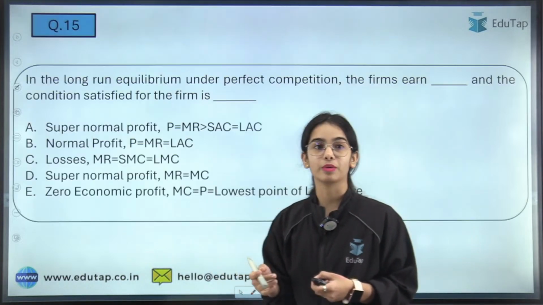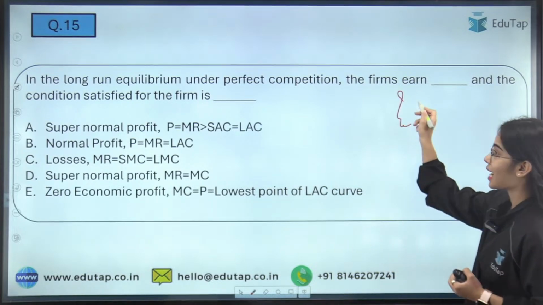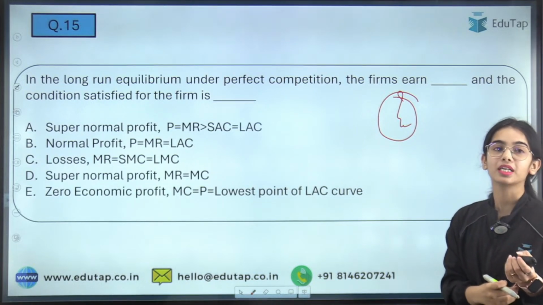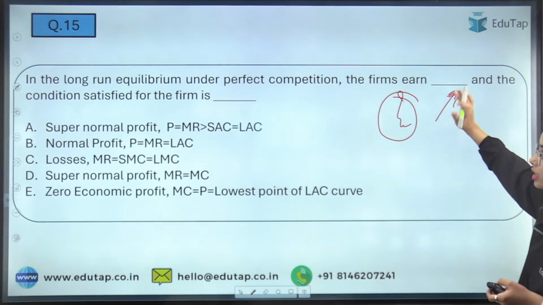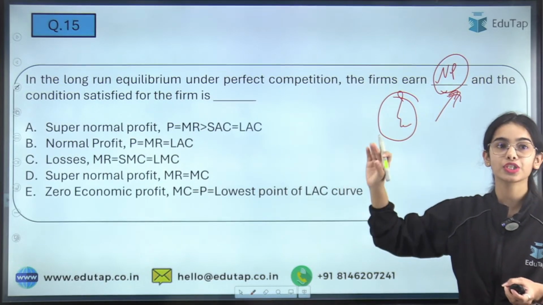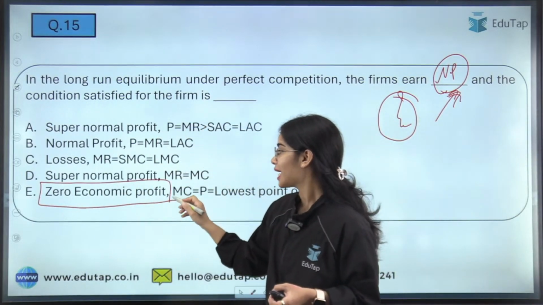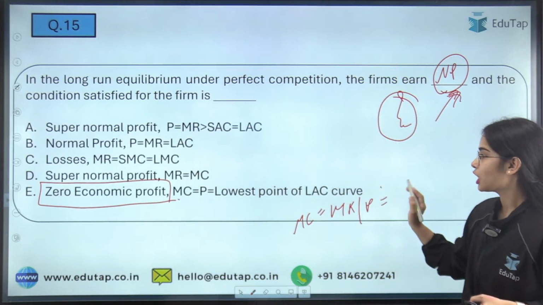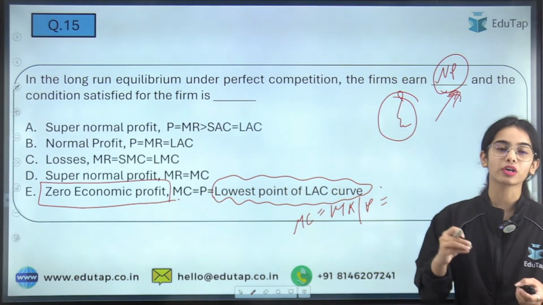Okay. Yes, very good. Next is, in the long run equilibrium under perfect competition, what do the firms earn and what condition is satisfied for the firm? In the long run, the firms earn normal profits, that is zero economic profits, and the marginal cost is equal to marginal revenue, that is price also. Production happens at the lowest point of the LAC, the long run average cost curve.